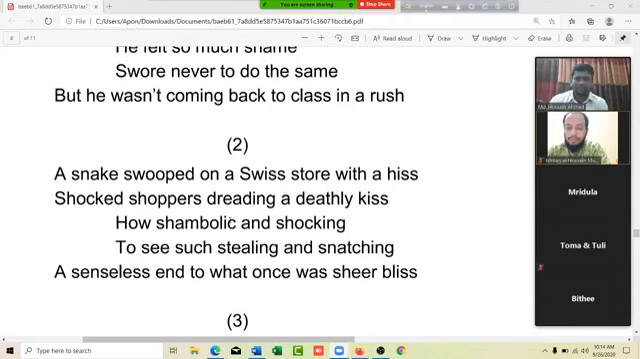Bithi. Okay, sir. Poem number 2. A snake swooped on a Swiss store with a hiss. Shocked shoppers dreading a deathly kiss. How symbolic and shocking to see such stealing and snatching. A senseless end to what once was sheer bliss.